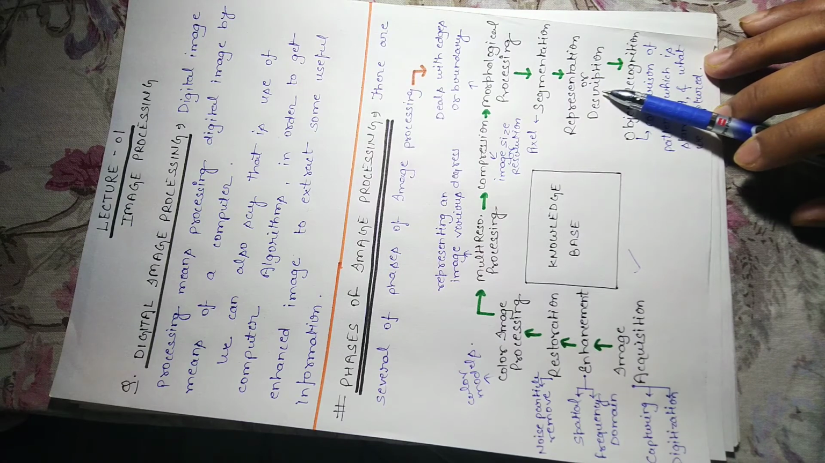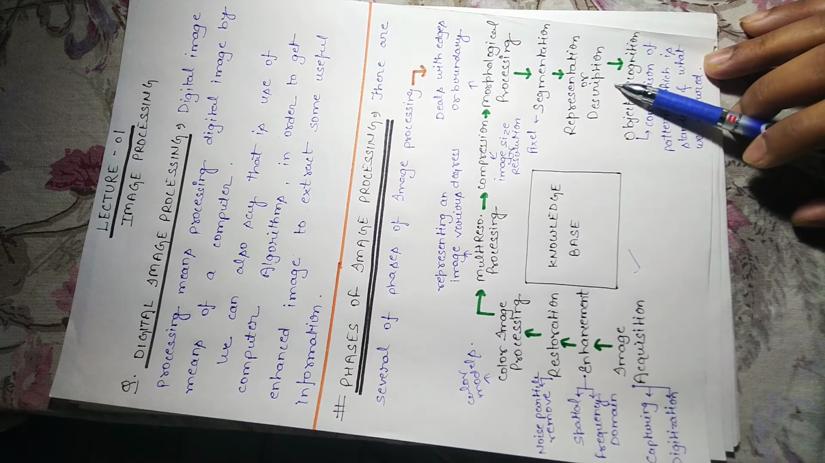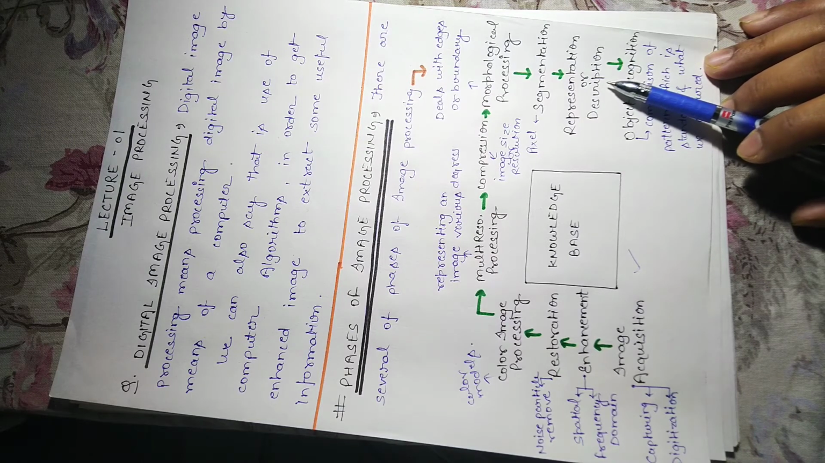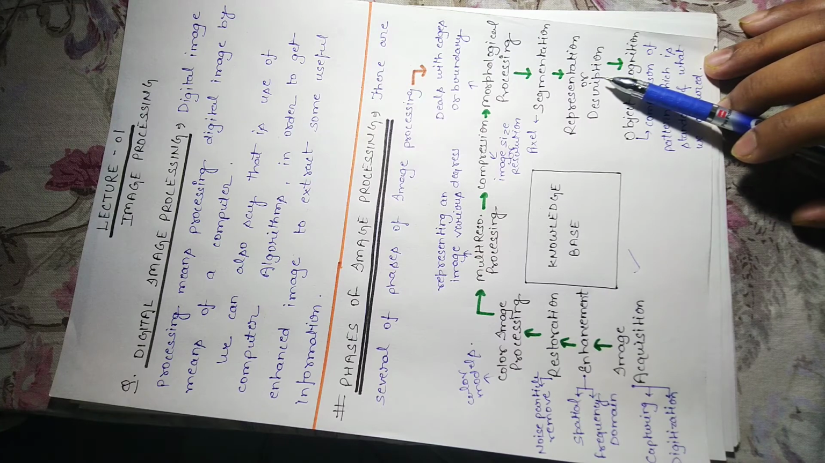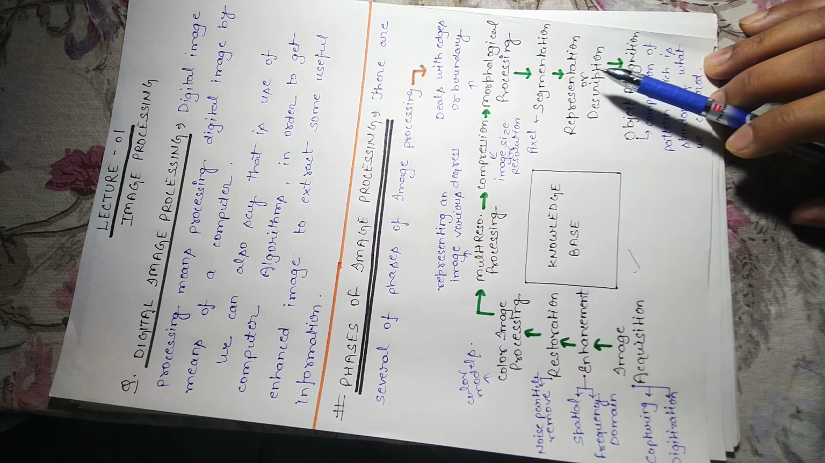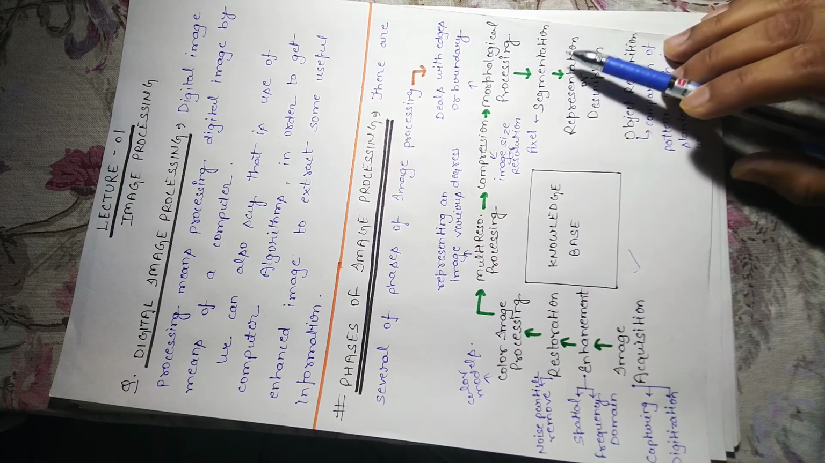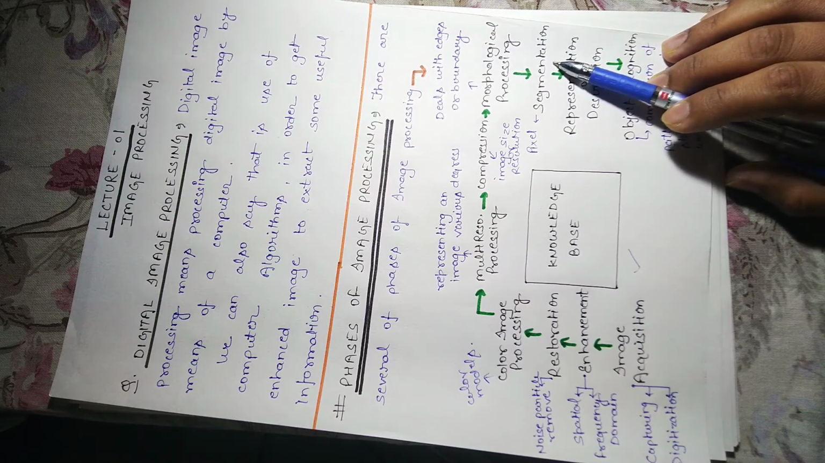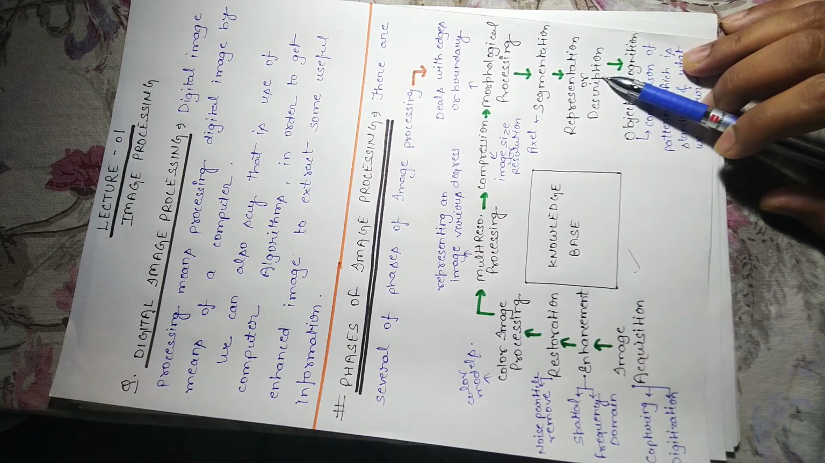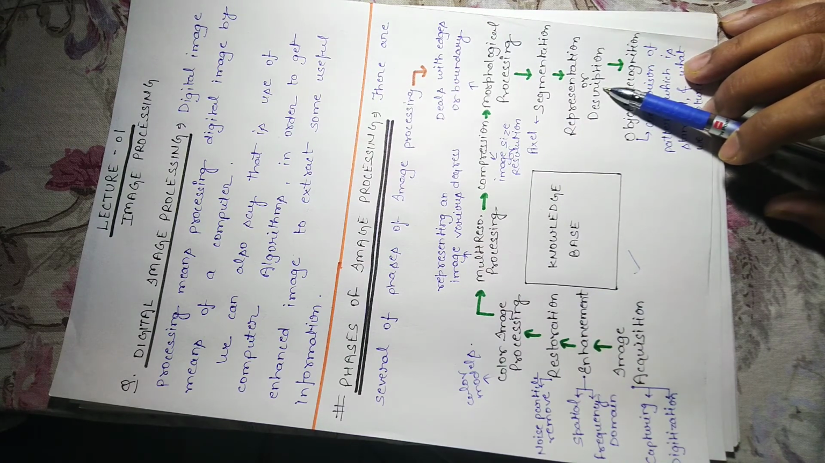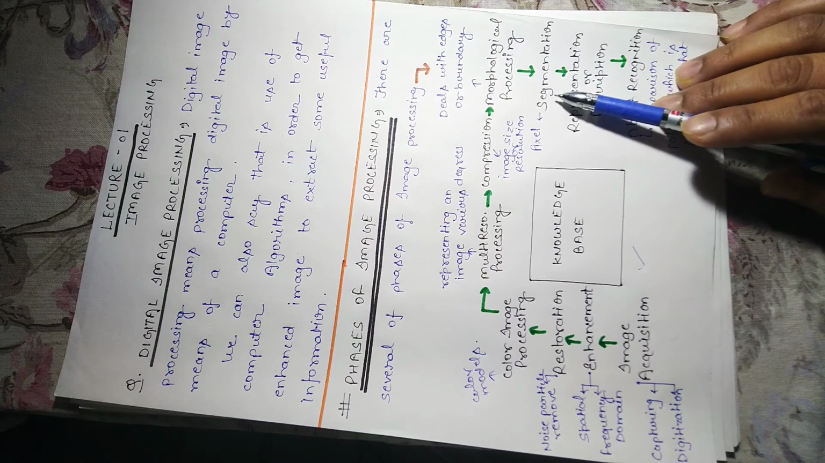The next step is representation or description. It follows the output of the segmentation stage. Choosing a representation is only part of the solution for transforming the raw data into processed data. Whatever raw data we get from segmentation, we will process it and describe it. So this phase is for describing the data which we get from segmentation.